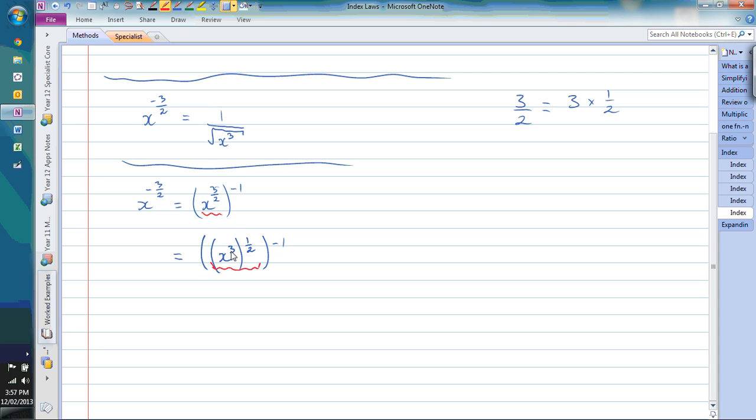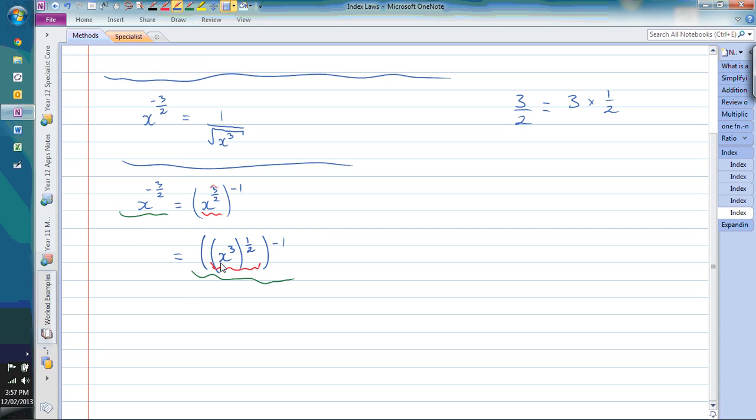Again, you can check this. 3 times a half is 3 on 2. So I could go back again this way if I wanted to, but what I have basically here is that this whole statement here is equivalent to the first one that I had.